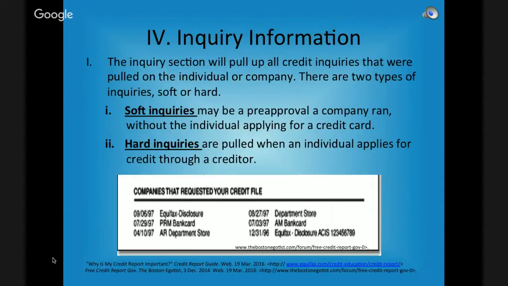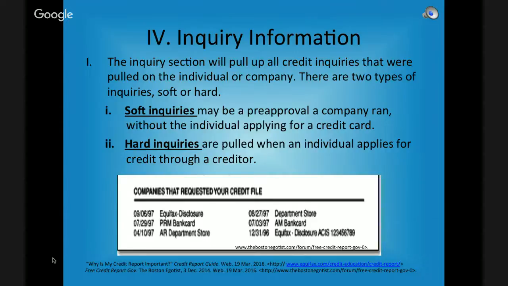Inquiry information. The inquiry section will pull up any credit report inquiries that were pulled on that individual or company. There are 2 types of inquiries: soft or hard. Soft inquiries may be a pre-approval a credit card company ran without the individual applying for a credit card. Hard inquiries are pulled when an individual applies for credit through a creditor. At the bottom of the slide, you'll see an example pulled off of a credit report. You'll see it'll show who pulled it and when it was pulled.